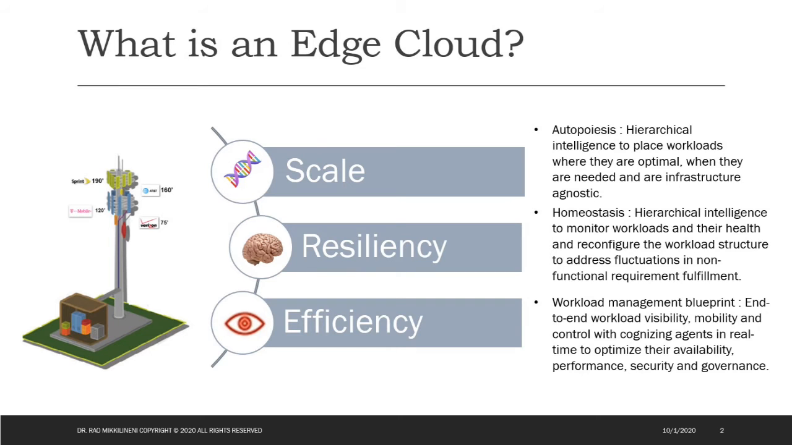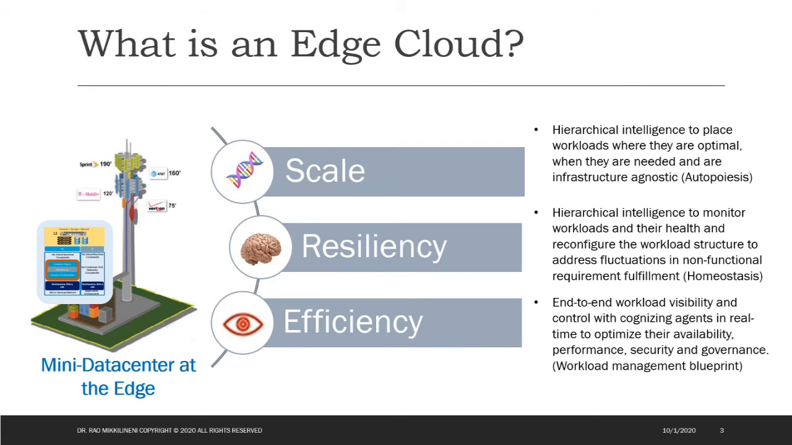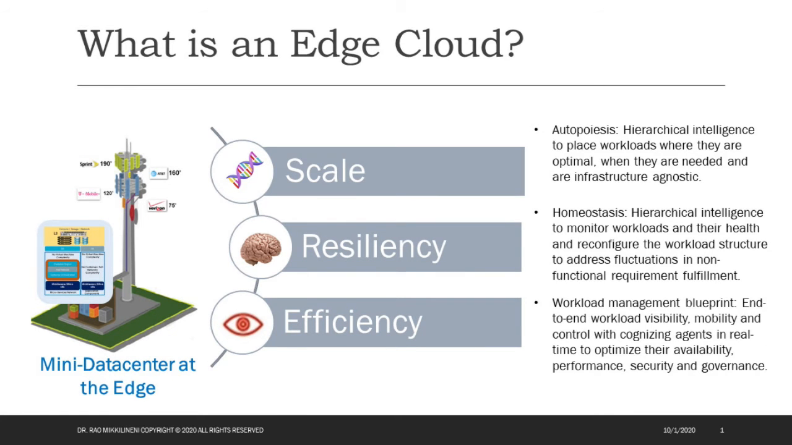Just like the genome, the digital workload management blueprint provides encoded knowledge to digital genes, in the form of executable algorithms using digital computing structures, and digital neurons, in the form of executable neural network algorithms, to infuse 4E cognition: embedded, embodied, extended, and enactive. Resulting information processing structures are rendered autopoietic. Autopoiesis is hierarchical intelligence to place workloads where they are optimal, when they are needed, and are infrastructure agnostic. Homeostasis is the result of hierarchical intelligence to monitor workloads and their health and reconfigure the workload structure to address fluctuations in non-functional requirement fulfillment.